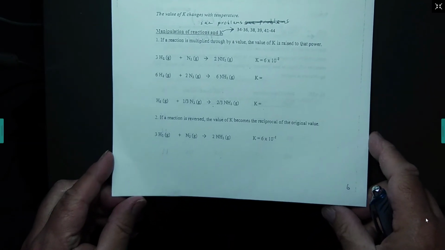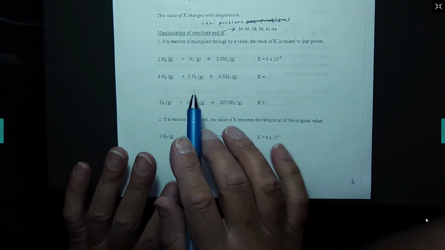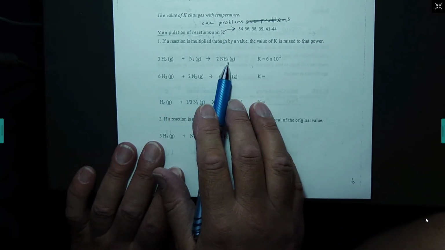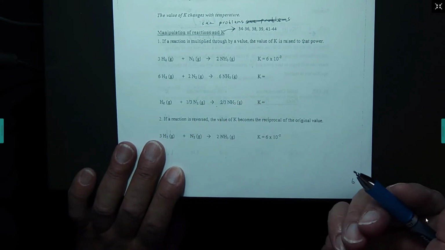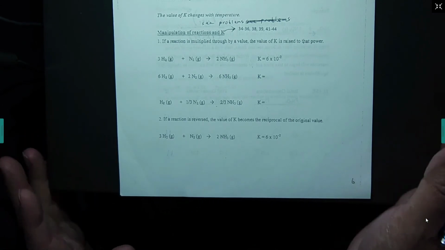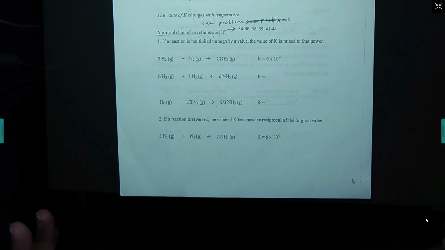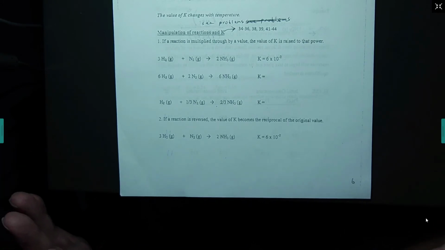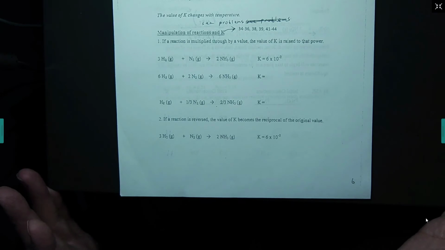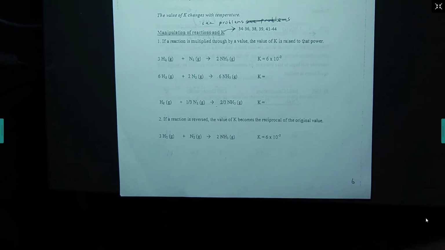So let's take a quick look here. Here's that reaction we talked about previously that gives us ammonia, at a certain temperature. Be aware of that. The one thing that will affect the value of K is temperature. It's a constant at a certain temperature. So at a certain temperature, K has one value.